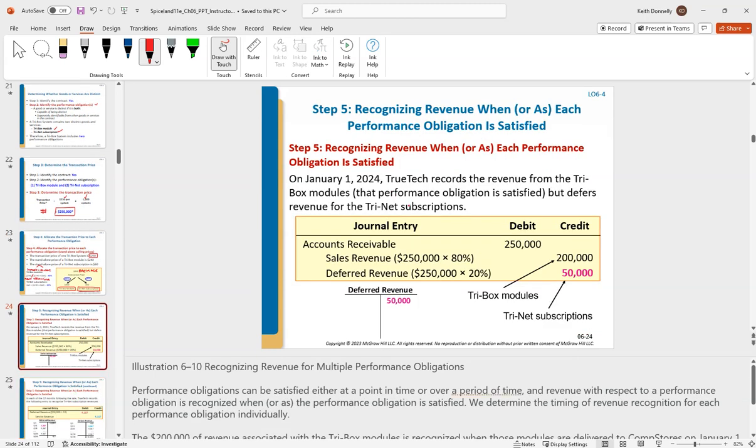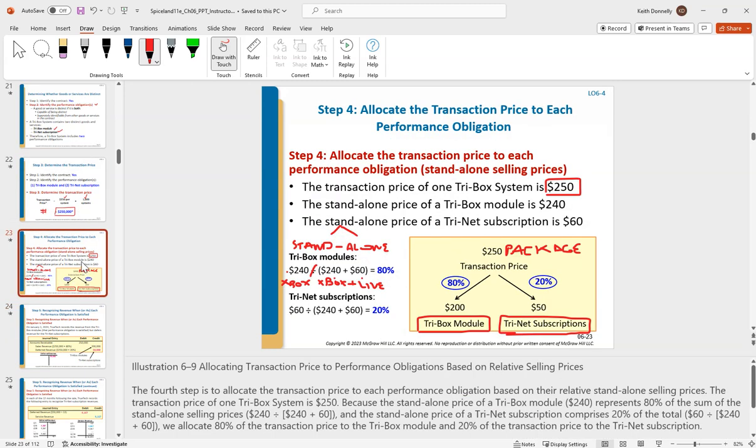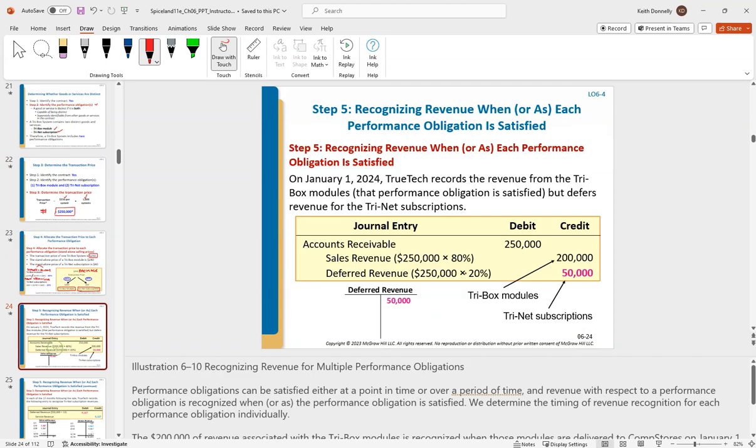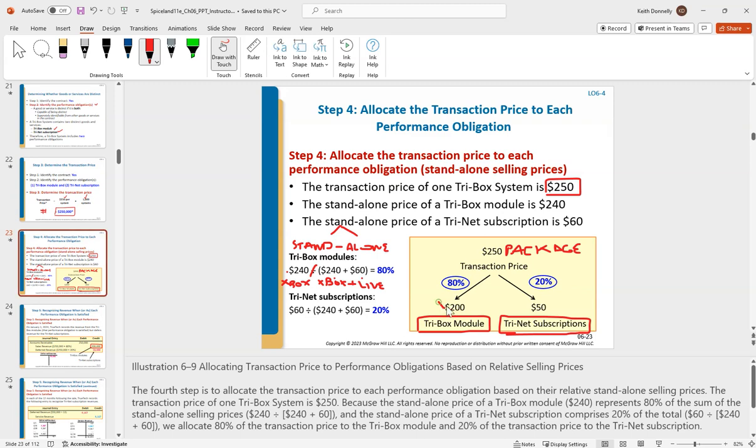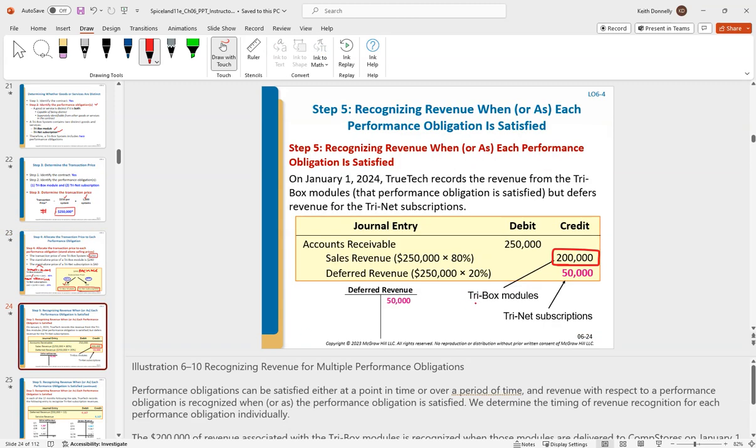We did this at a higher level sale. How many did we sell here? Was it 1,000 or something? Yeah, 1,000 systems. So in this way, whenever we make the sale, we're going to have, in this case, $200,000, namely 200 times 1,000, for the Xboxes. And then we're going to have $50,000 for the Live.